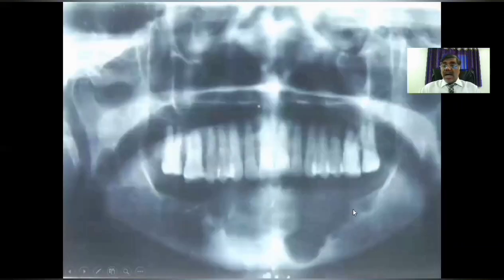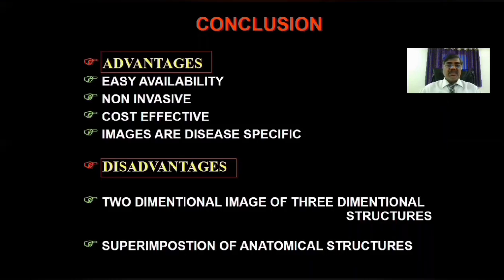Whereas aggressive, fast growing lesions usually resorb the surrounding bone, which results in exfoliation of the tooth, cortical perforation, spiking of the root, or extrusion of the tooth and exfoliation of the tooth. So this is a feature of an aggressive lesion.